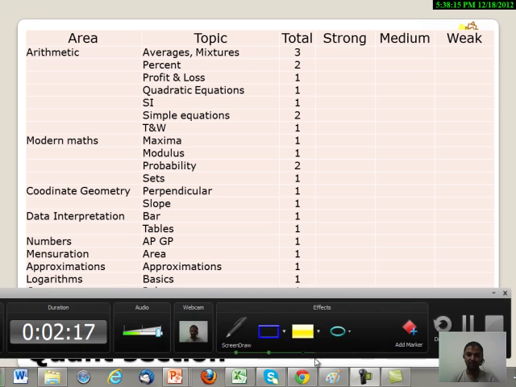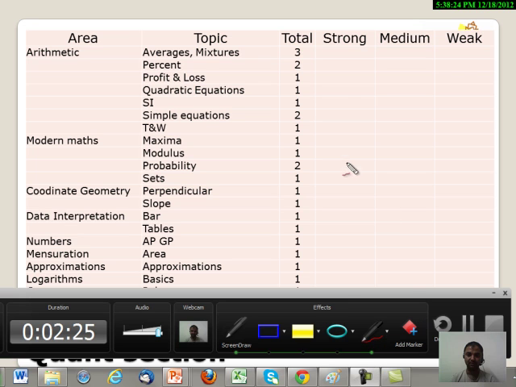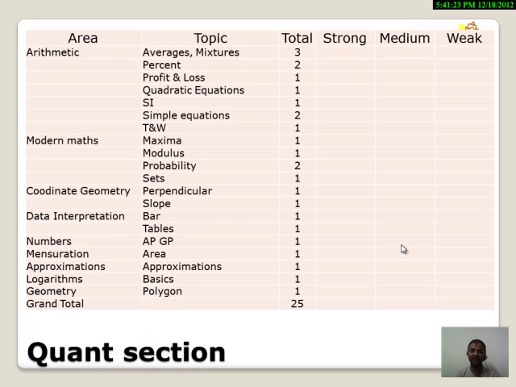Alright. For example, I'm good in quant. I'm good in averages and mixtures, so I write here strong. Fine. Percentages, I'm average. Profit and loss, I'm weak. Quadratic equations, I'm good at. Simple interest, I'm good at. I can solve these equations. The maximum number of calls we have got are basically around quant, that I'm weak in quant. Number one, I don't believe that anyone can be weak in quant. There are a few areas within quant which you can be weak at.